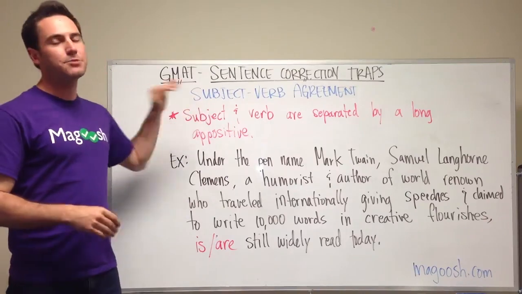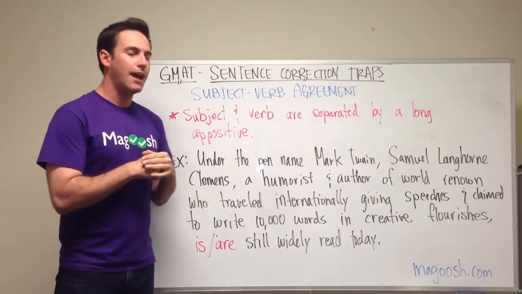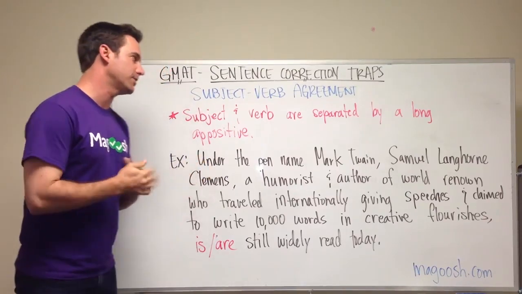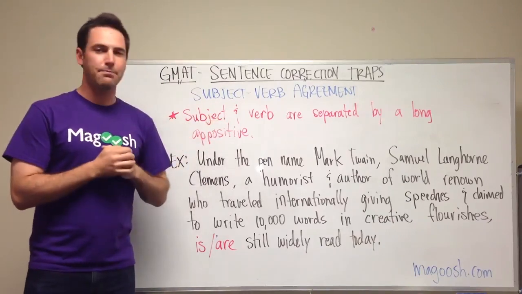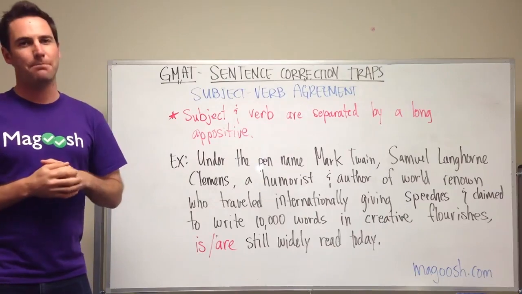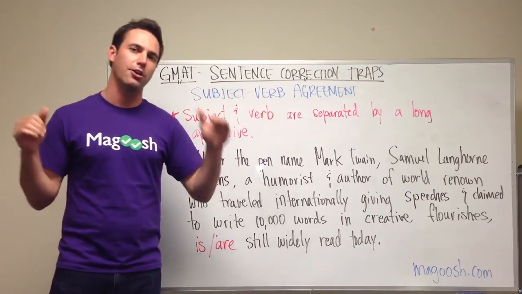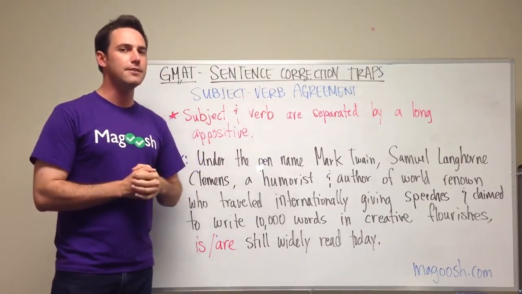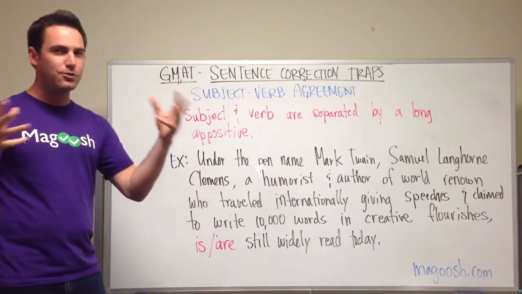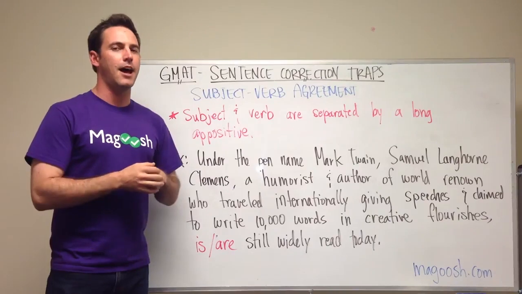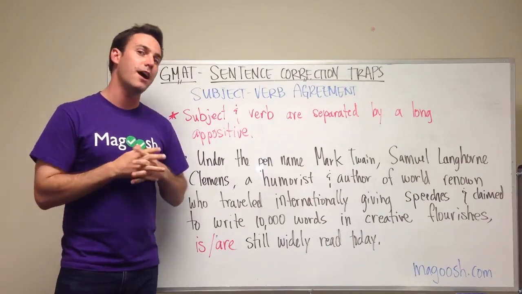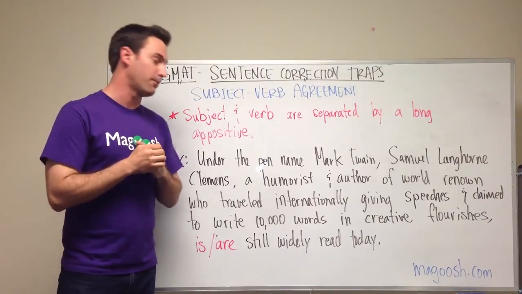Right now we're looking at subject-verb agreement traps, and this specific trap that is built into these questions is when the subject and verb are separated by a very long appositive, or sometimes it's just a very long phrase. The reason they're doing this is just to confuse students, to really hide where the subject of the sentence is, and make it more difficult for you to find the subject and match it with the verb.